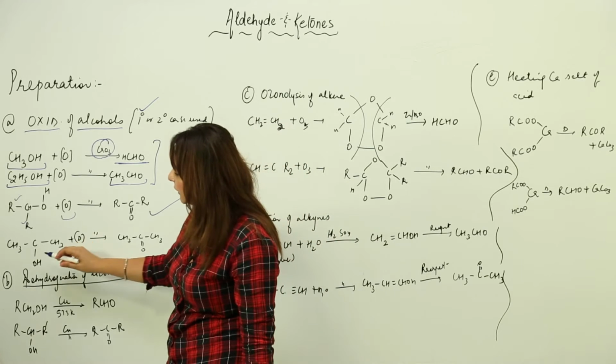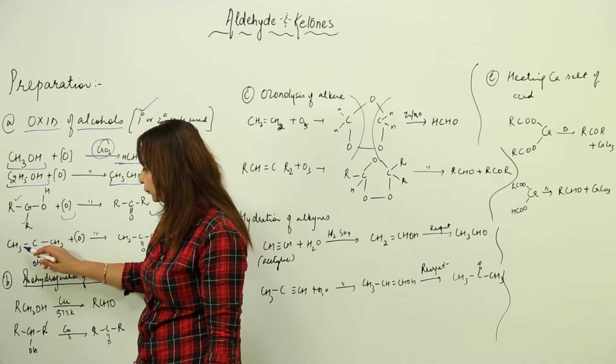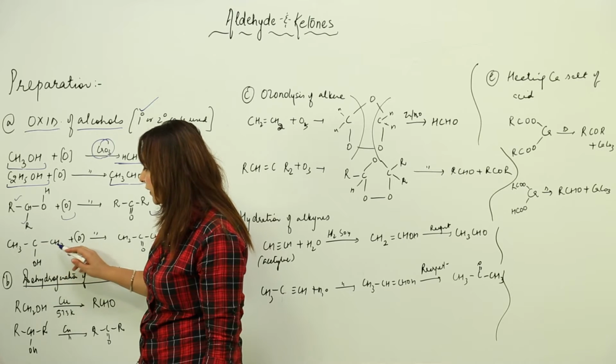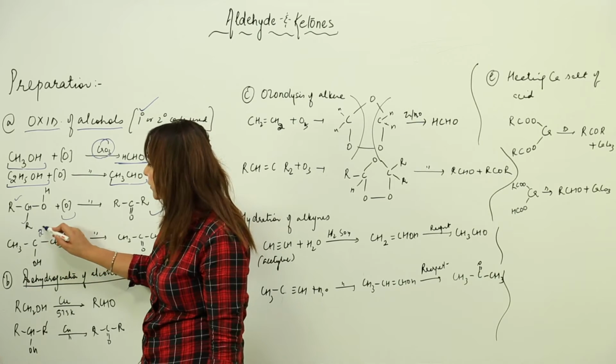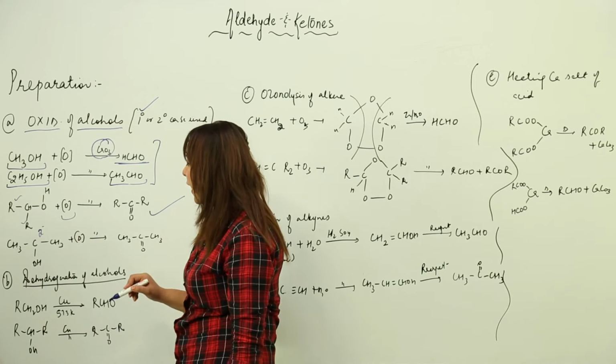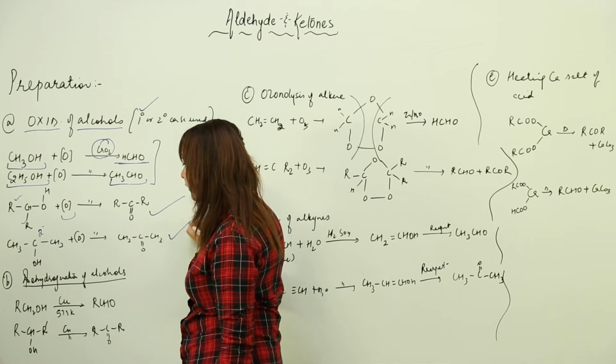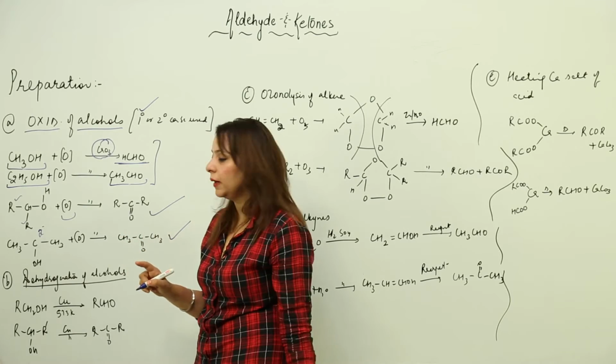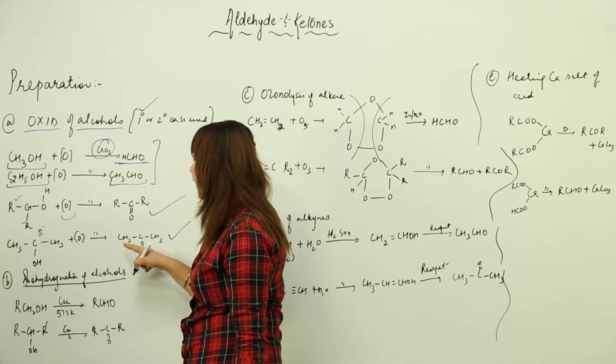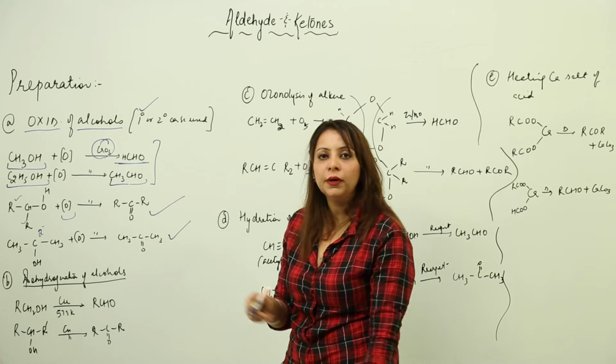Likewise, I have an example. This is CH3CHOHCH3, a secondary alcohol, 2 degree because 2 carbon atoms are attached. So when it undergoes oxidation, it forms a ketone with the same number of carbon atoms. 3 carbon atoms are here, so it will form propanone.